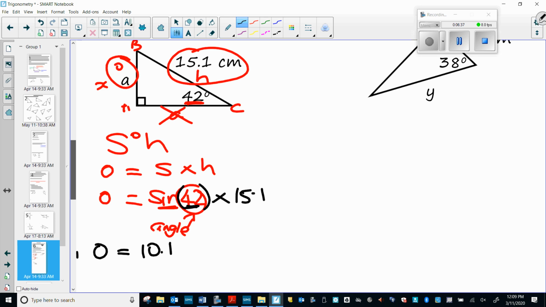So our final thing we do is just have a quick look. Could this be a 10.1? Yes, it very well could be. If we have this as 27.9, no, because that's going to be bigger than the hypotenuse, it has to be smaller than how you have it.